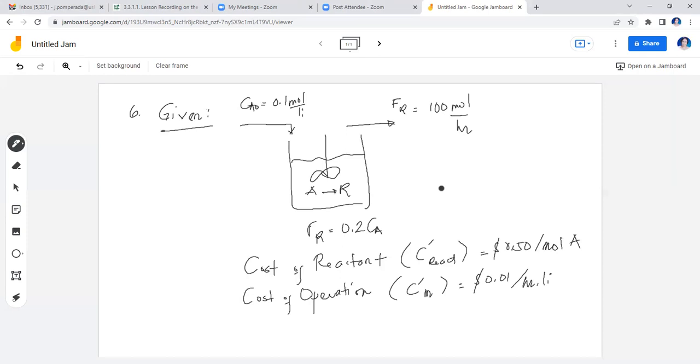So the usual thing that we encounter is that the molar feed rate is in the form of the reactant. So you're provided with the molar feed rate of the reactant. Now, contrary to that, another scenario in here is that you're provided this time the molar production rate of your product R. Okay, so that's 100 mole per hour.